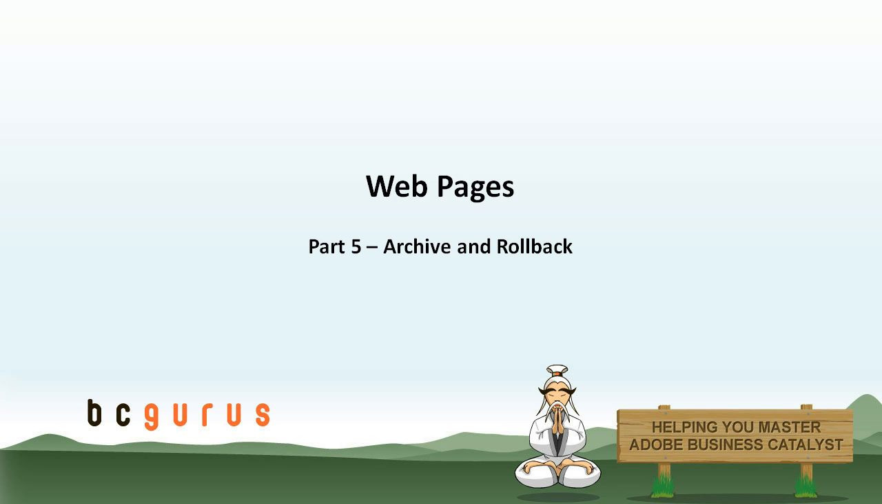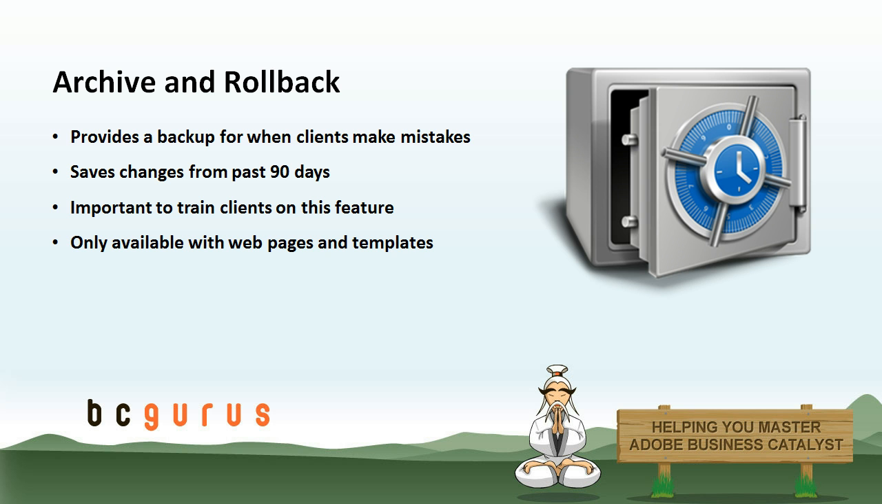and Rollback feature. Archive and Rollback is a built-in safety feature in Business Catalyst that saves a backup of any changes for the past 90 days of web pages and web templates. So if your client makes a mistake and they would rather revert back to a previous version of a web page, they can do that as long as the web page was edited within the last 90 days.